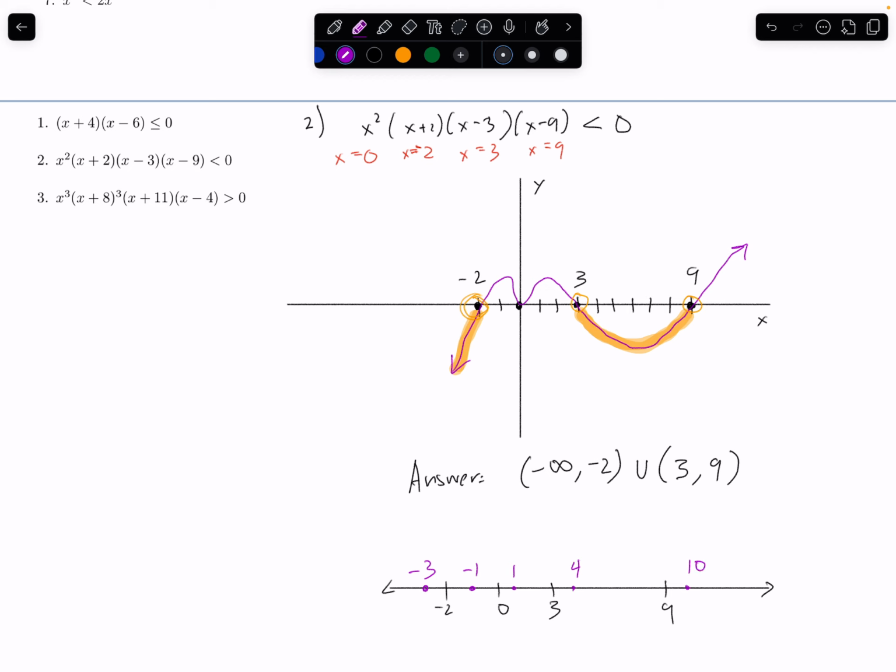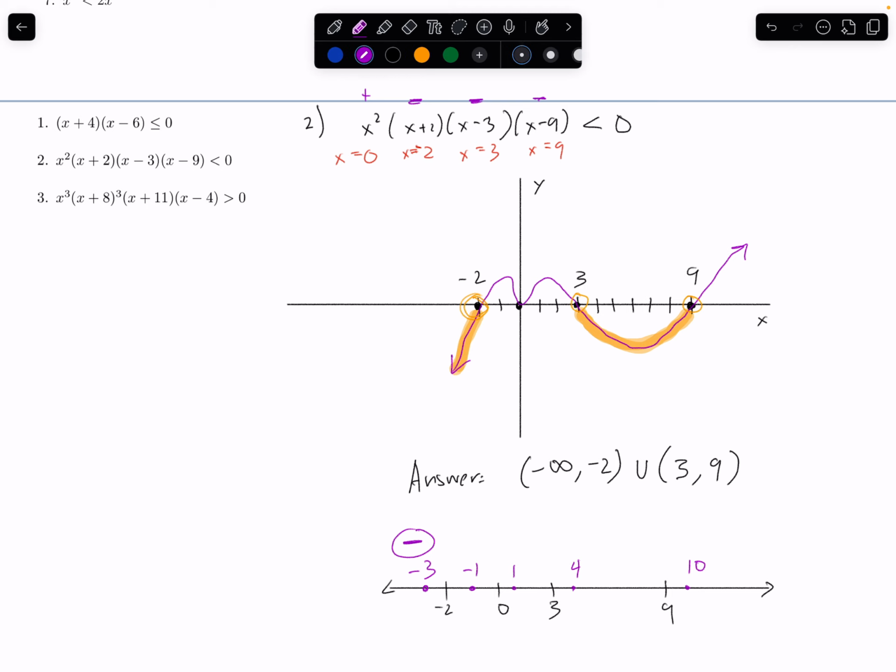So if I plug in -3, -3 is going to make this guy here positive because it's squared. That's going to be negative. -3 minus 3 is negative. -3 minus 9 is negative. So overall, we're looking at negative over here, yeah? Yeah, let's just do everything in purple.